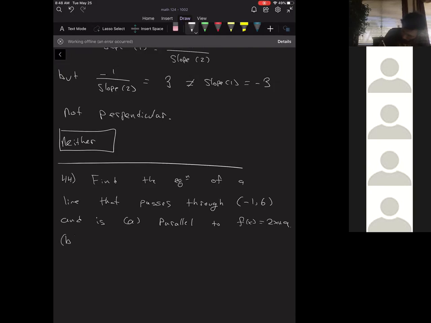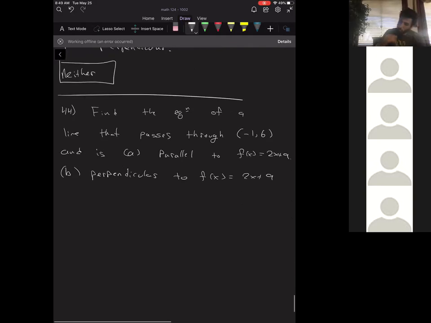And then part B, perpendicular to the same line. All right, so we have a line that passes through this point, -1, 6. And we want to find first what's the equation of the line that's parallel to this one, and then for part B, what's the equation of the line that's going to be perpendicular to the same line. So for part A, and for both cases, what we want is an equation of the line. We want y is equal to mx plus b.